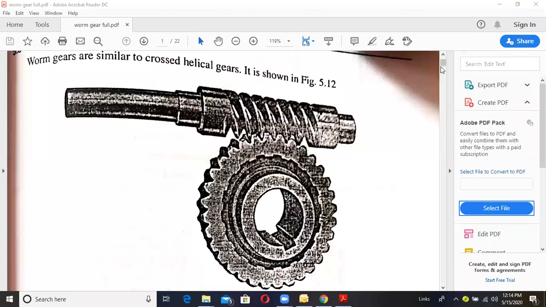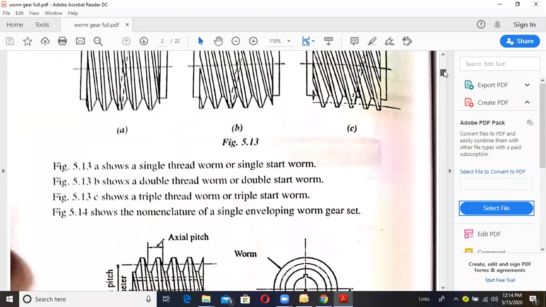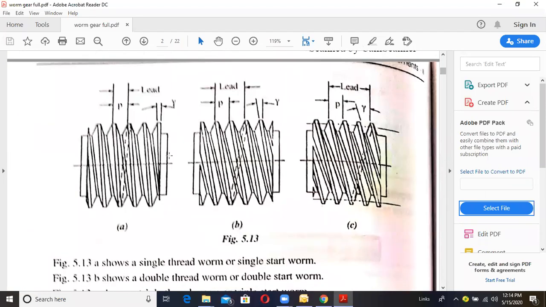So same thing here. This is the worm, having a number of threads. The distance from here to here we call P, or lead. The distance from one thread to another thread is the pitch, or we can call it lead. And the threads are cut at some angle. That slope is called the lead angle, gamma.